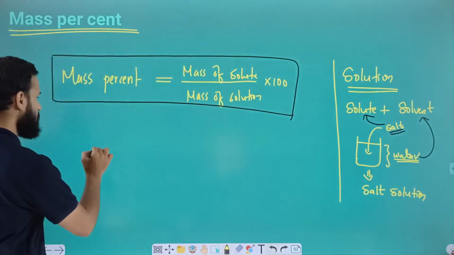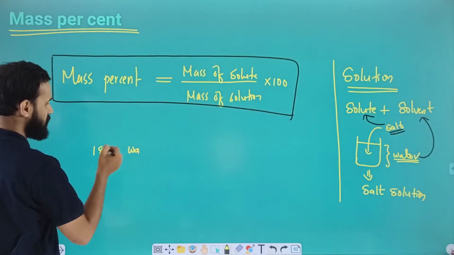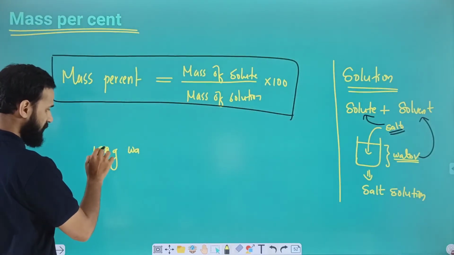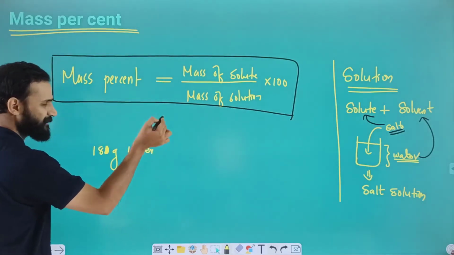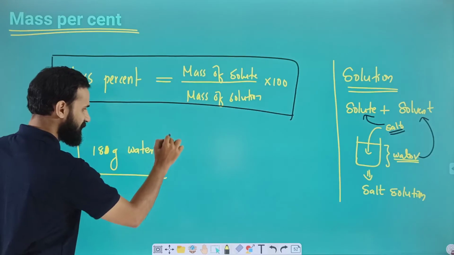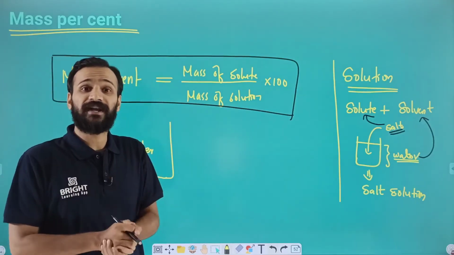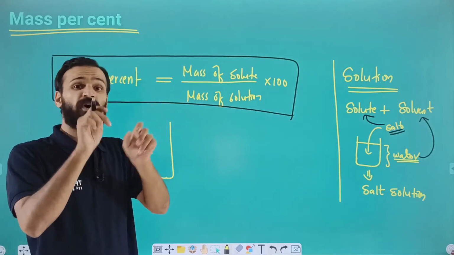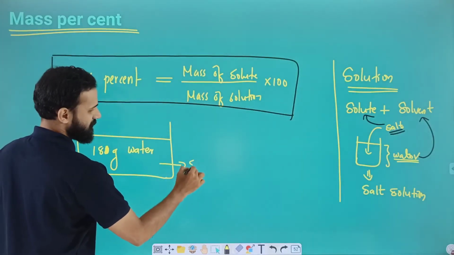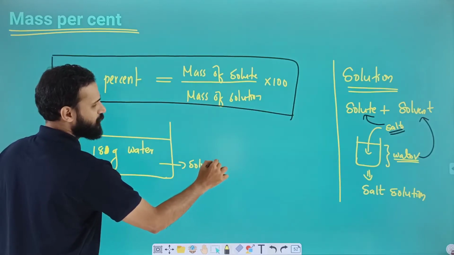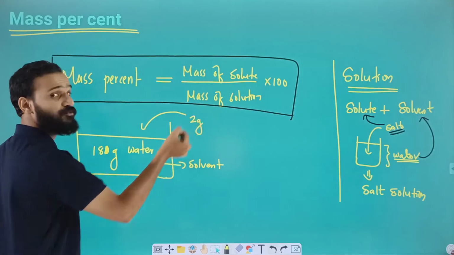Let's take 18 gram of water. Only 18 gram, not 180, 18 gram of water. Okay, I'm taking 18 gram of water, and to this water, or to this solvent, I'm adding 2 gram of a substance. This is a solvent, as you know, water here acting as solvent, and to this solvent I'm adding 2 gram of a substance.